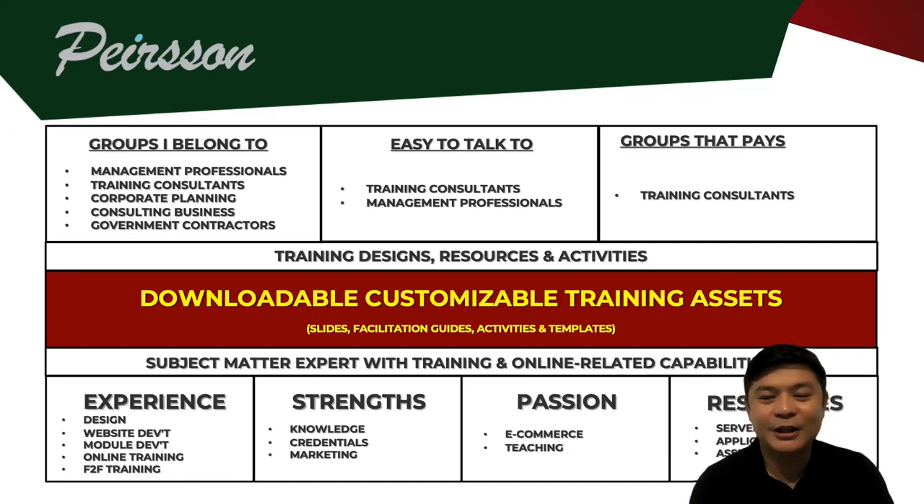Among those groups, I thought that the easiest one to talk to were the management professionals, maybe just because I was in a business school program before, so I have access to these networks. Then training consultants, people who do training similar to mine, so I can easily talk to them. And then the group that pays. Between the two, the training and the management, I chose the training consultants because if ever there is productivity or improvement in their practice, they would pay for things.